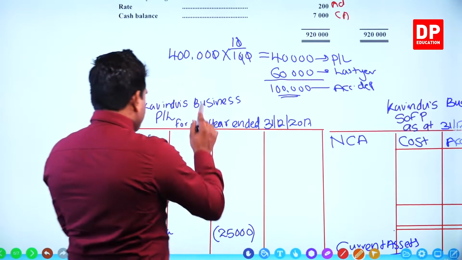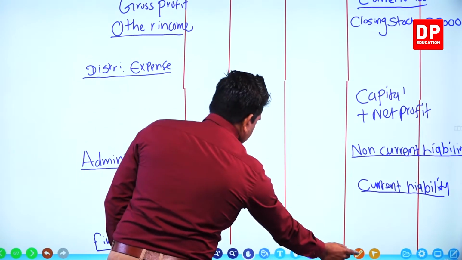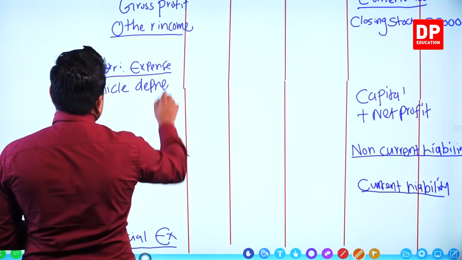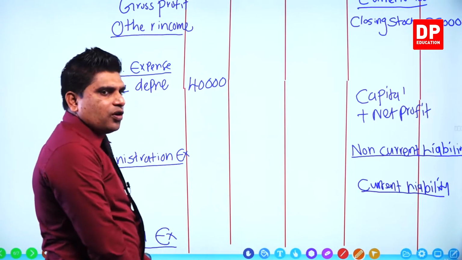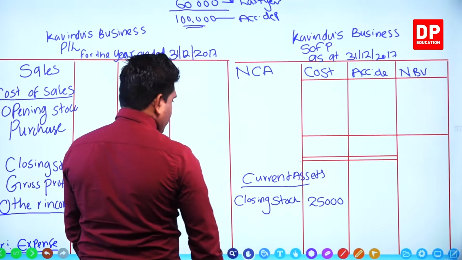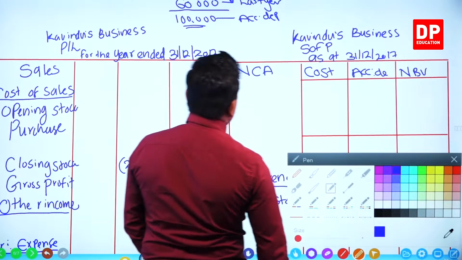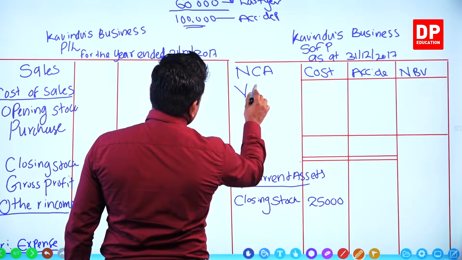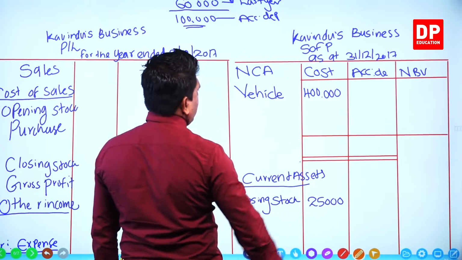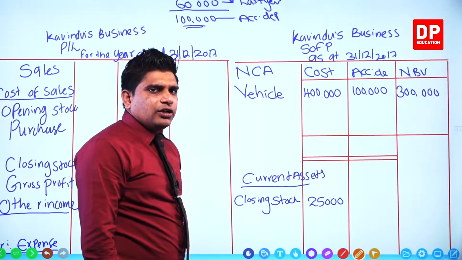Adjustments, right? Okay. Now, see here and you write how much the vehicle depreciation, distribution vehicle. What is the better place to write? Vehicle depreciation 40,000. How much is the accumulated depreciation? Vehicle, how much? 400,000. Accumulated how much? 100,000. Here 300,000. Right?